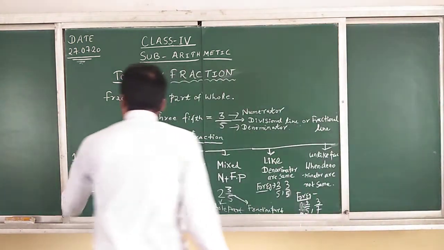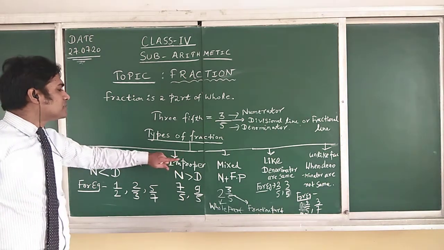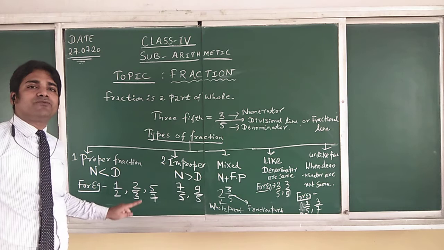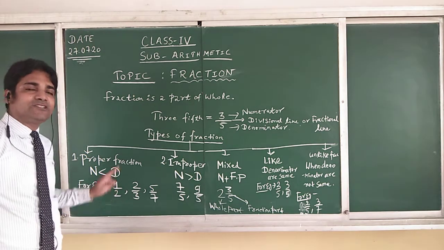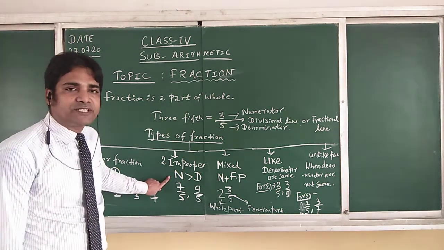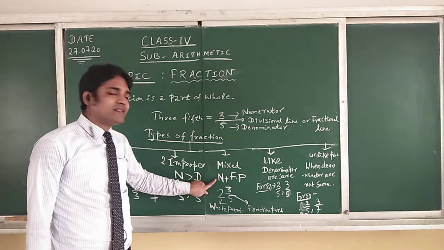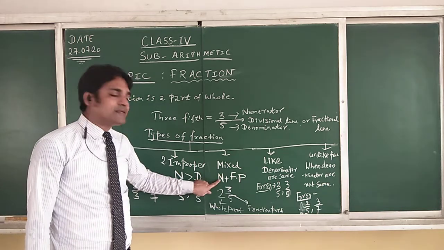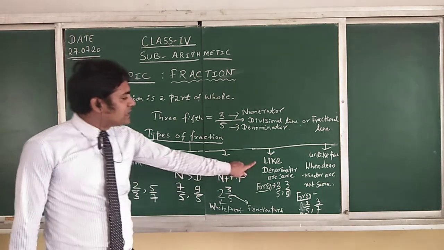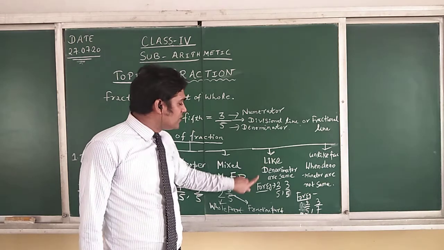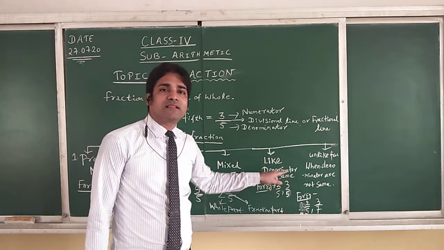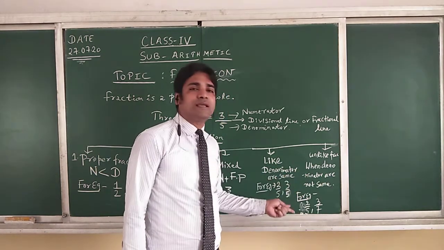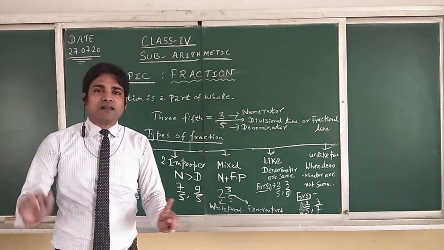So by the features of all these different types of fraction, we say that a proper fraction is when the numerator is lesser than the denominator, an improper fraction is when the numerator is greater than the denominator, and a mixed fraction is when one is the whole part and another is the fractional part. Like fractions are when the denominators are the same, and unlike fractions are when the denominators are not the same.